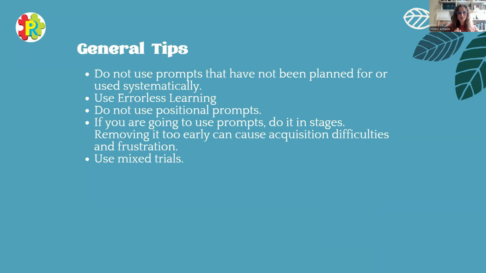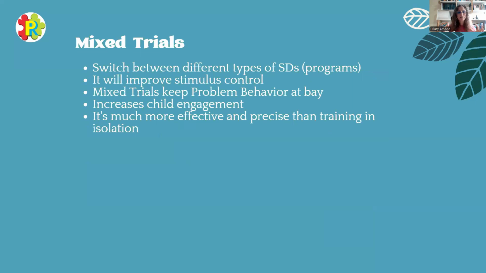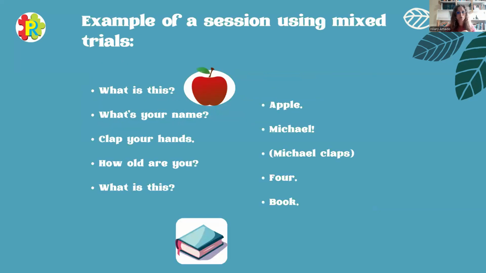And one really important tip here is to use mixed trials. What is a mixed trial? This would be where you switch between different types of SDs or programs during a session. This is going to improve stimulus control. Mixed trials also keep problem behavior at bay because the learner doesn't get bored. This is going to increase child engagement, and it is also much more effective and precise than training in isolation. Training in isolation would be just one trial or one program.